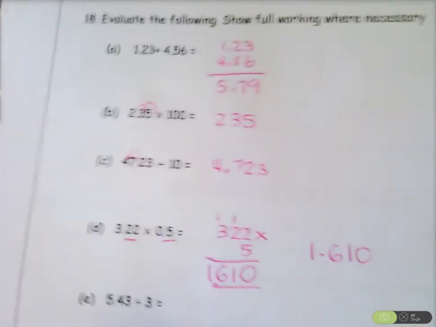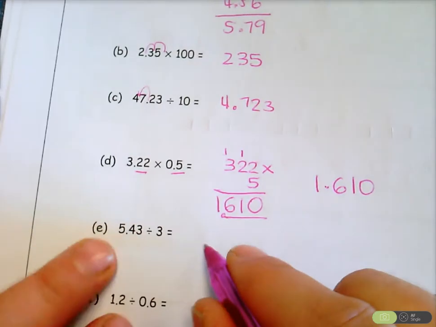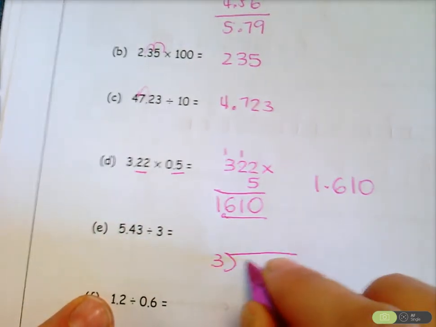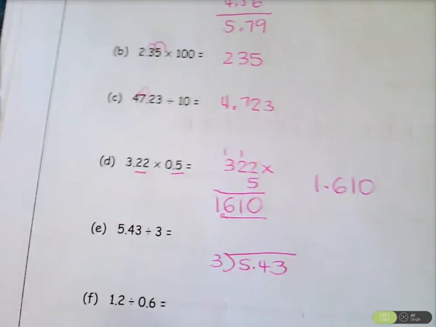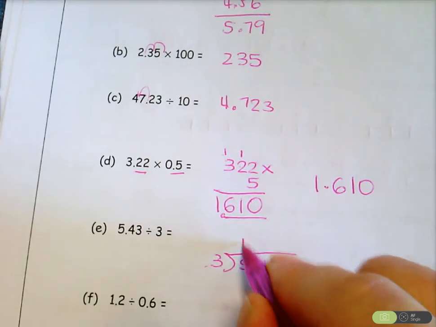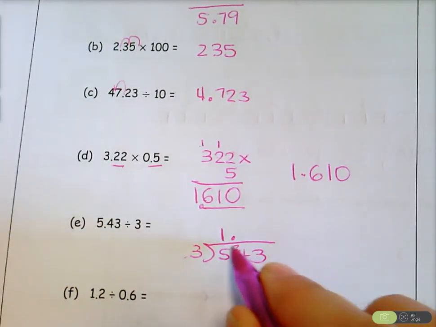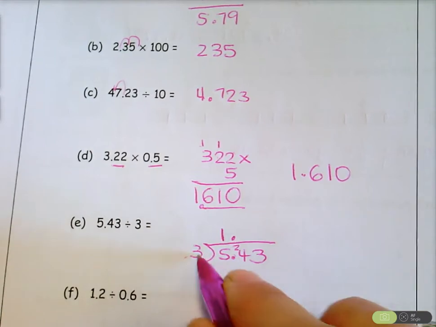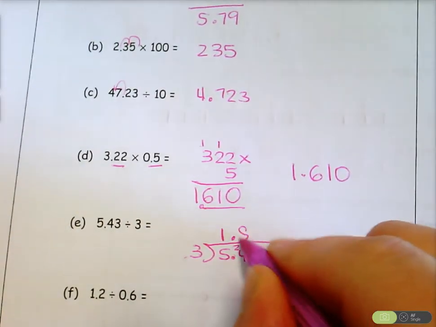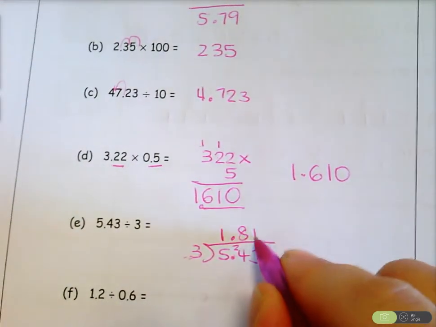The next question. That divided by 3 means 3 into 5.43. 3 goes into 5 once. Put the decimal point to remainder. 3 goes into 5 once, to remainder, decimal point. 3 goes into 24 8 times, no remainder. 3 goes into 3 once.